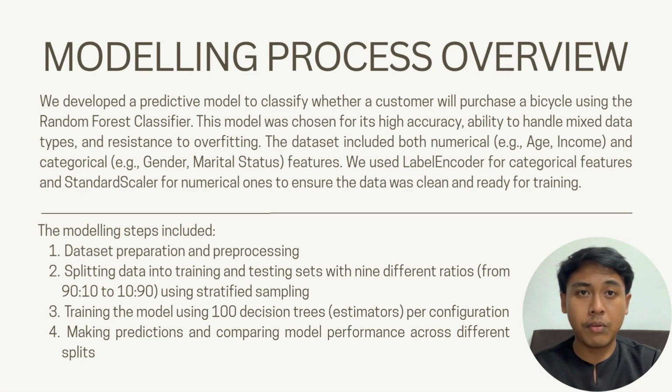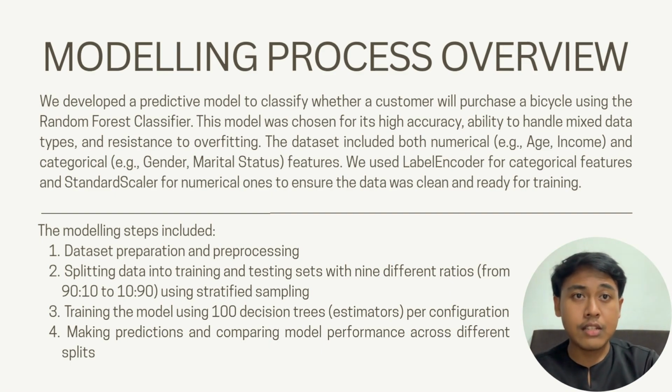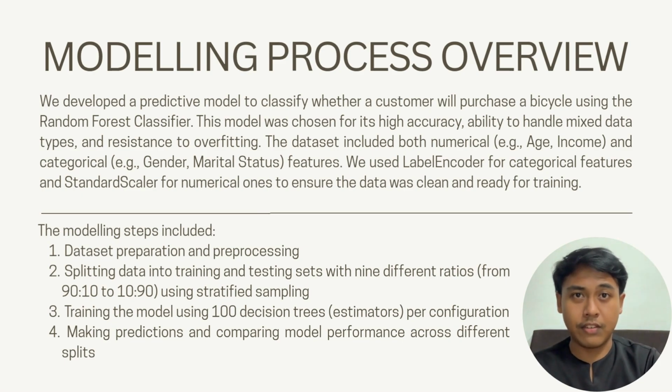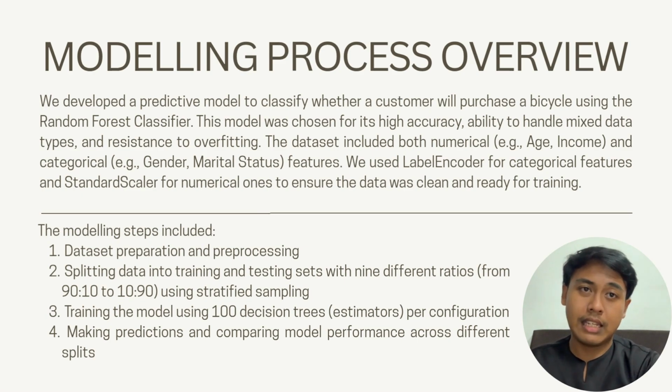Next, we performed train-test splitting using 9 different ratios from 90 to 10 all the way down to 10 to 90. It is to make sure our evaluation was fair and unbiased. We used stratified sampling, which helped preserve the balance between buyers and non-buyers in each split. Each model was trained with 100 decision trees, and we repeated this process for every split to see how the amount of training data impacts performance.